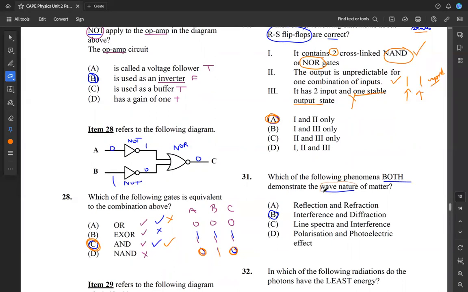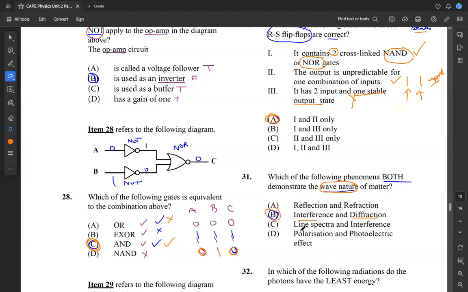So we need to see some characteristics that are unique to waves, right? And so yeah, reflection and refraction are wave features, but in this particular case, at this level of wave-particle duality, we're most concerned with interference and diffraction. Those are the two phenomena that both demonstrate the wave nature of light, right? Those are wave nature: interference patterns and diffraction patterns. So B is our answer here.